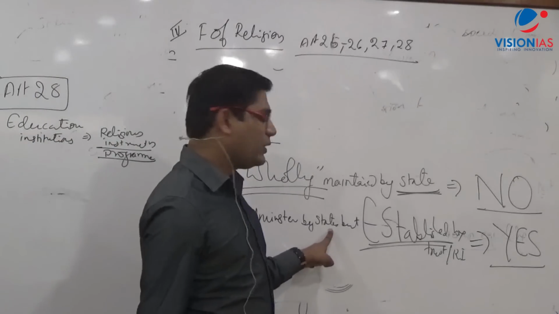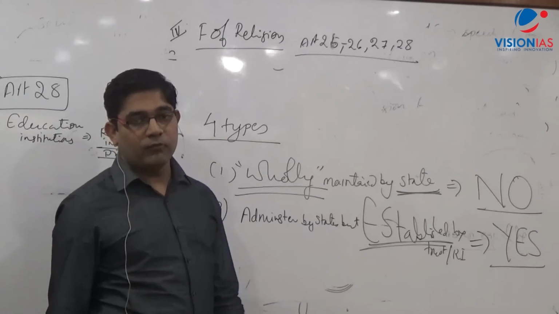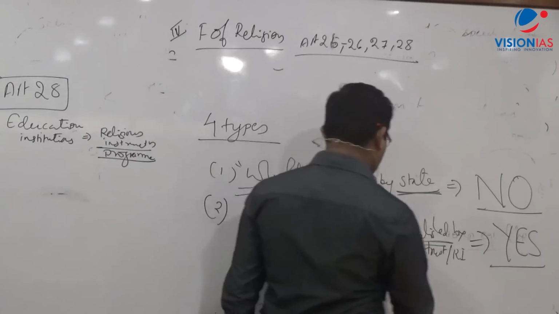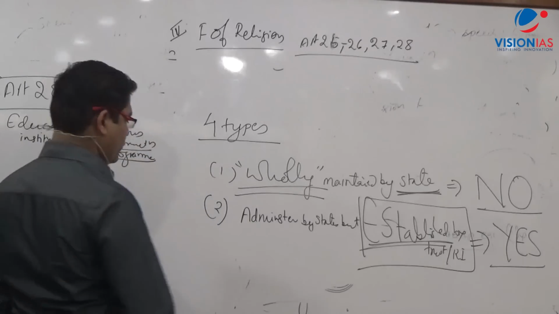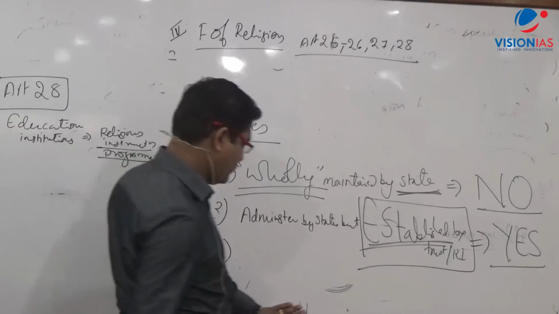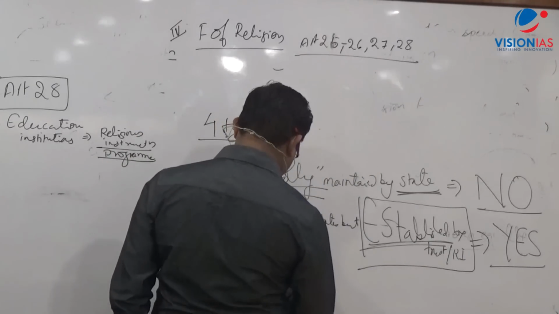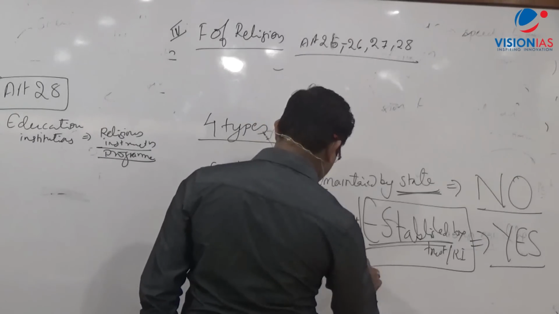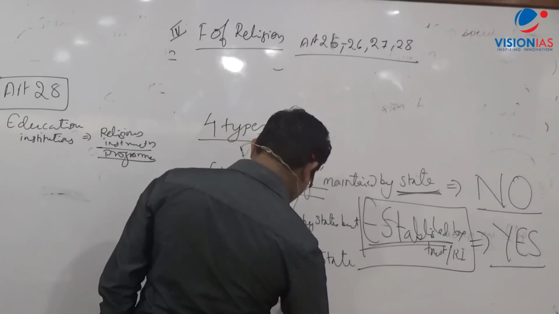The words administered by State come just to confuse you. Even if the words administered by State are coming, you have to find this word established by. That is about yes. Now the third and fourth categories. Third is aided by State, and fourth is controlled by State.